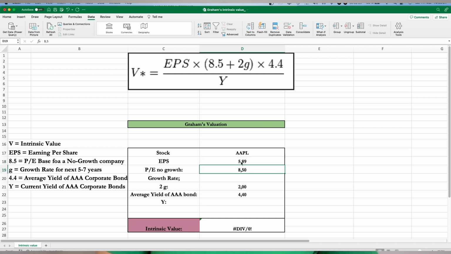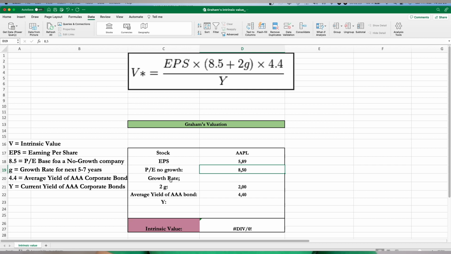I have just used a comma instead of a point because I have this German version of Excel which I cannot change, and please feel free to use a point instead of a comma. As I said, this is a fixed value in the formula, 8.50, and the next thing we need to know is the growth rate for the company for 5 to 7 years.